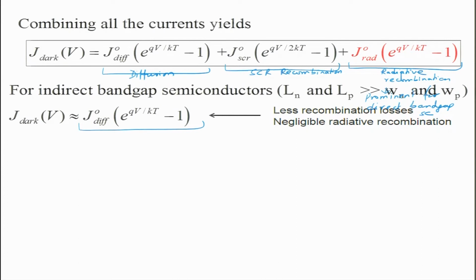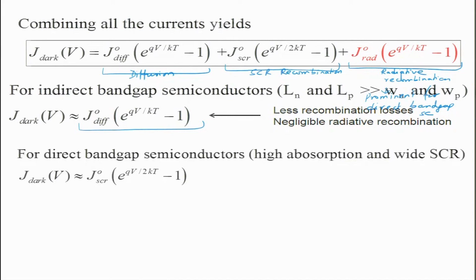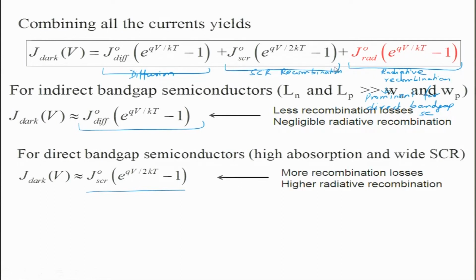So, there are fewer recombination losses and negligible radiative recombination for an indirect band gap semiconductor, provided your diffusion distances are large. However, direct band gap semiconductors, which have high absorption, generally have a very wide space charge region. These materials generally have a dark current which has qV by 2kT dependence. So, this space charge recombination is higher in these materials, especially when you have direct band gap semiconductors. But generally it is not always very ideal.